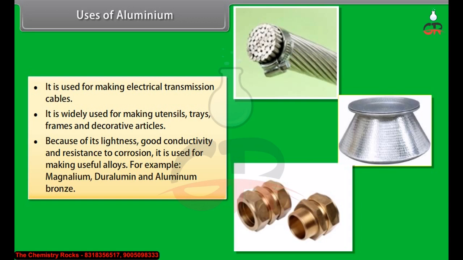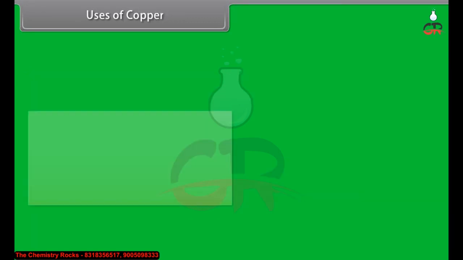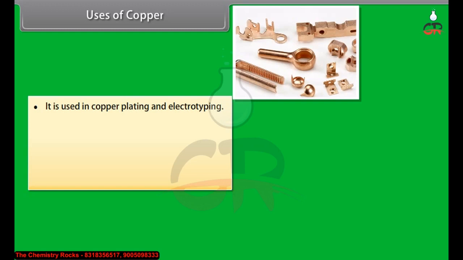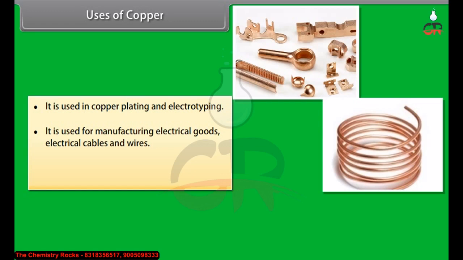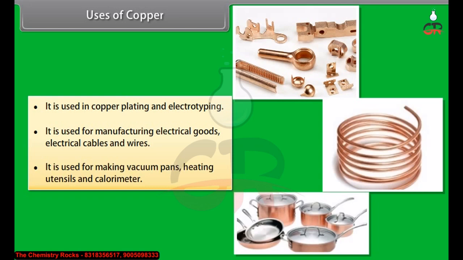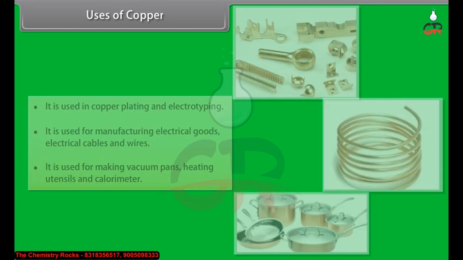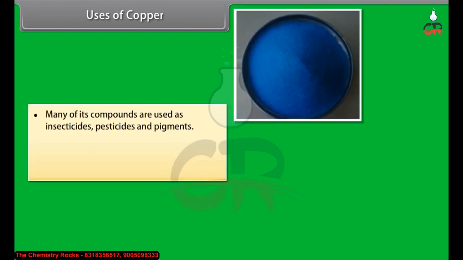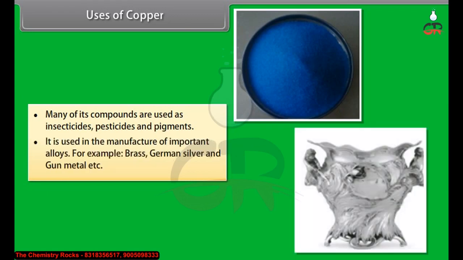Uses of copper. It is used in copper plating and electrotyping. It is used for manufacturing electrical goods, electrical cables, and wires. It is used for making vacuum pans, heating utensils, and calorimeters. Many of its compounds are used as insecticides, pesticides, and pigments. It is used in the manufacture of important alloys, for example, brass, German silver, and gunmetal, etc.